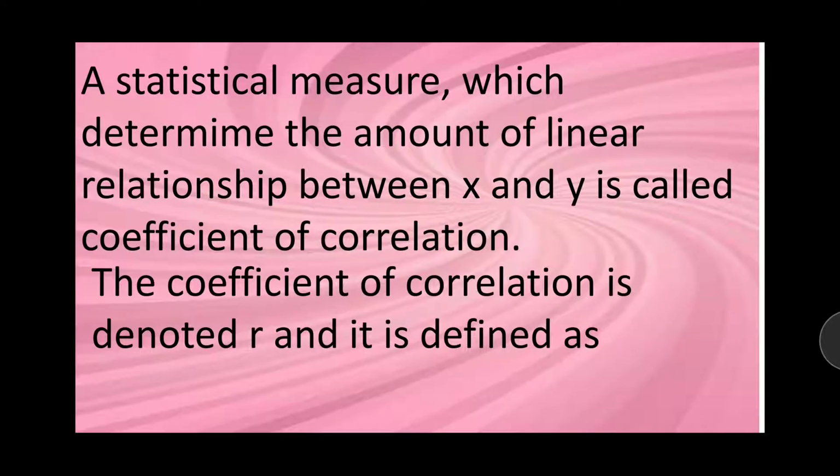The coefficient of correlation is denoted R, and it is defined as the formula that we show on the screen now. R is equal to the square root of A A prime. Now let's see on our next slide the formula for A. A simply means the slope of the regression line y on x, and A prime is the slope of the regression line x on y.